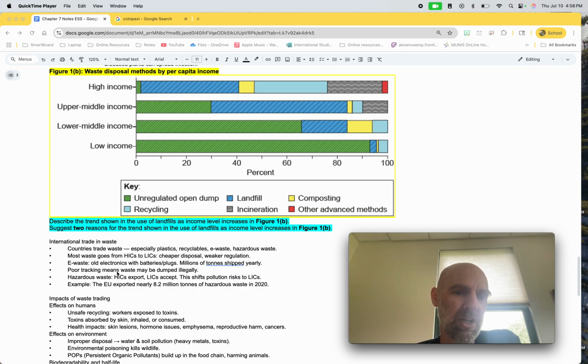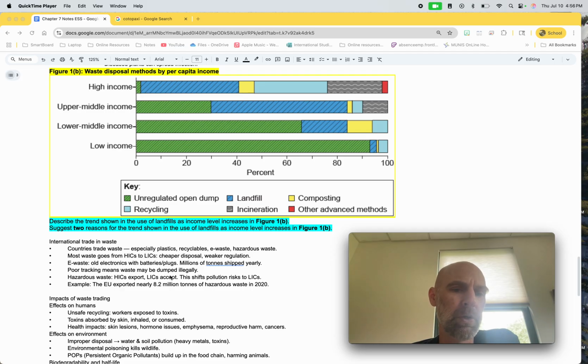Hazardous waste, HICs export this to LICs, which accept it, and because they need money, they take the money and then they just dump it, and they're like, okay. This shifts the pollution risk to the LICs, when really you have to look at pollution as a global problem, not just a local problem.